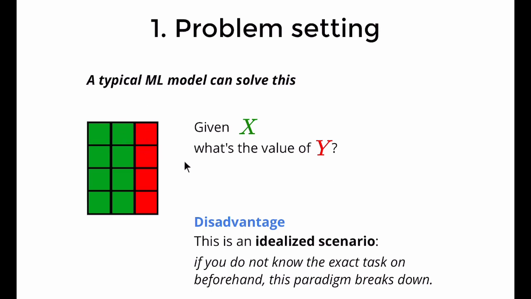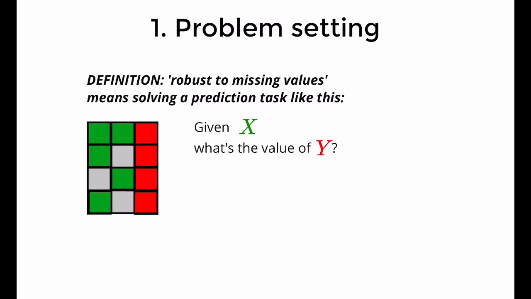So this is the archetype machine learning setting, which has an obvious disadvantage: it's a very idealized scenario. If you do not know the exact task beforehand, this table-like paradigm of clearly separated input and output attributes essentially breaks down. So we want to make this more general in a sense.